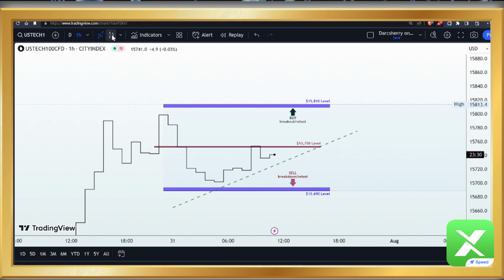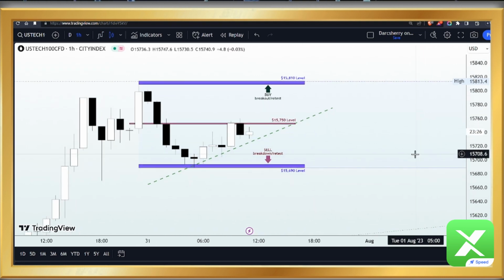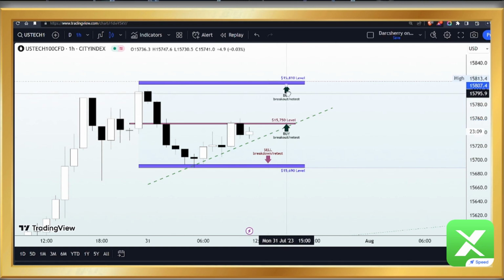All right. So let's go back into the chart. So what we are going to be doing here is very, very simple. So we have two parameters now that we are going to be using. In fact, we have three parameters we are going to be using to guide a bullish momentum here. And one of the parameters here is the 15,750, where I want to see price action break out, retest that level to give me an opportunity to buy.